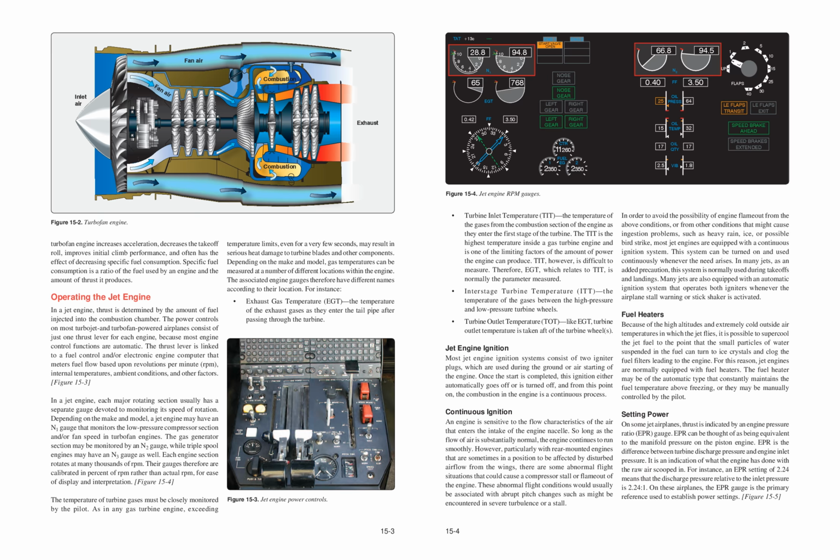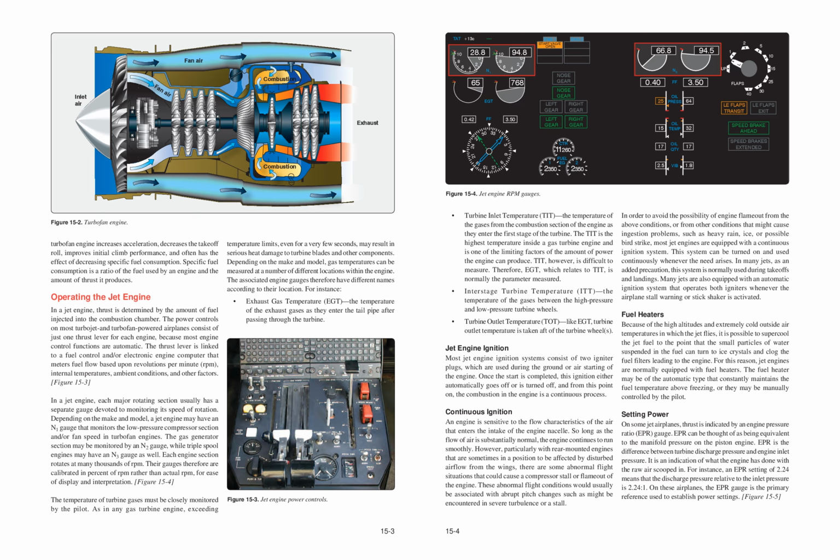Exceeding temperature limits, even for a very few seconds, may result in serious heat damage to turbine blades and other components. Depending on the make and model, gas temperatures can be measured at a number of different locations within the engine. The associated engine gauges therefore have different names according to their location. For instance, exhaust gas temperature, EGT, is the temperature of the exhaust gases as they enter the tailpipe after passing through the turbine.